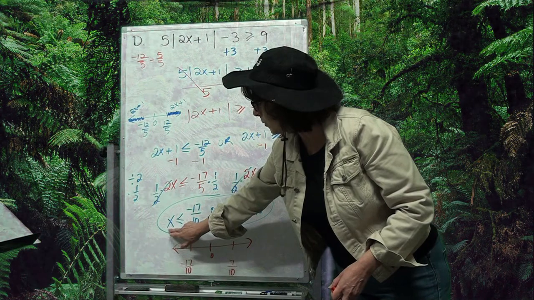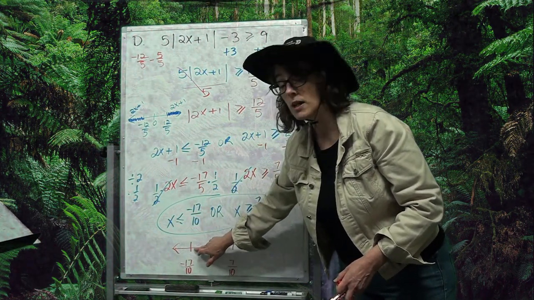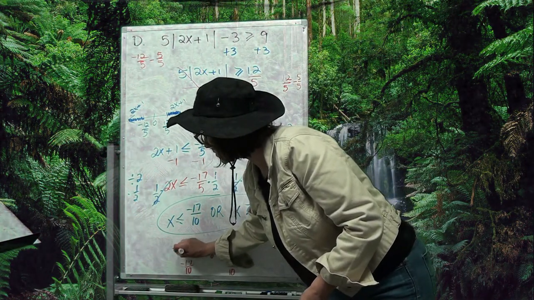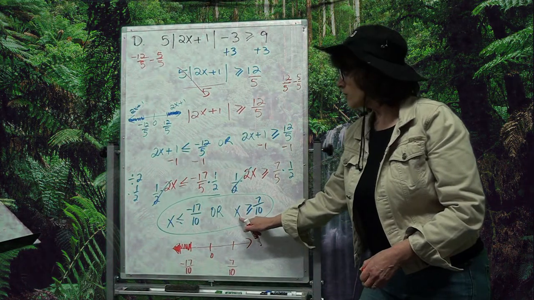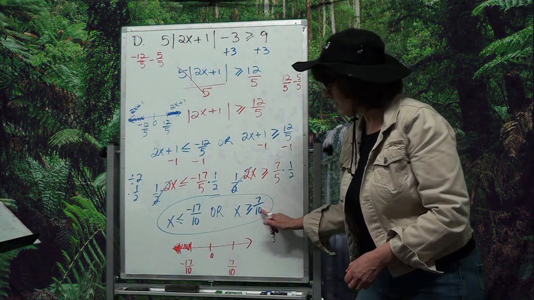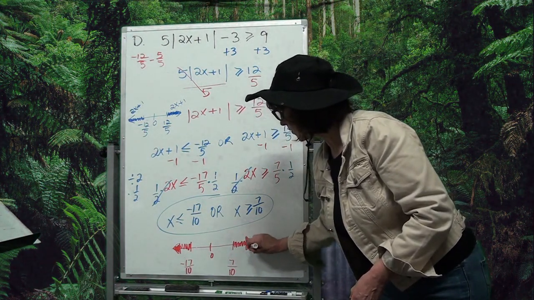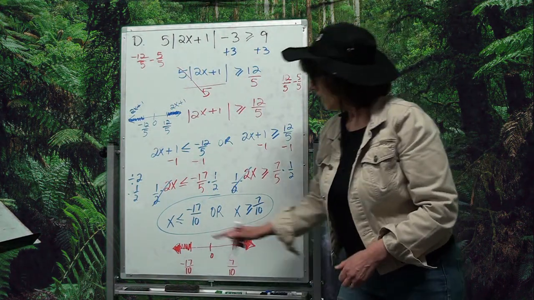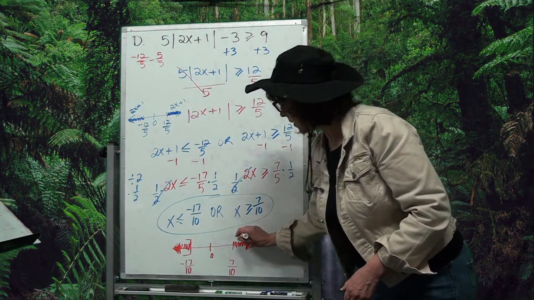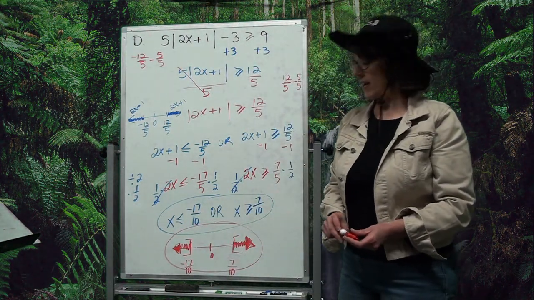Here, everything that works is smaller than that negative 17 over 10. Well, here's negative 17 over 10. Where's everything smaller? Yeah, back here. And I'm going to shade the arrow because it's going on forever. They're also greater than 7 over 10. Where's bigger than 7 over 10? That's up here. And once again, I'm going to shade that arrow because it's going on forever. Now, this one gets a bracket because of the equal to part. This one as well gets a bracket because of the equal to part. So there is my graph answer.